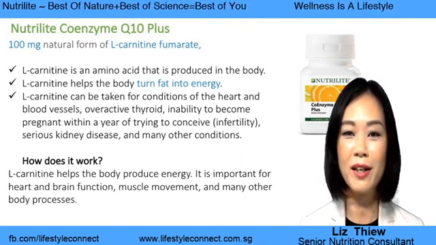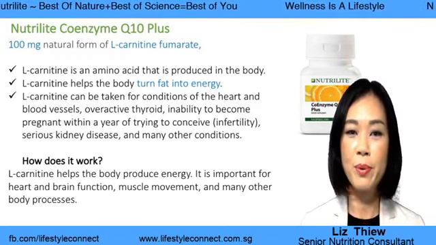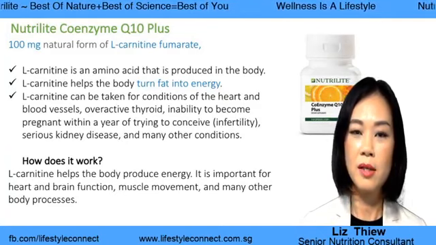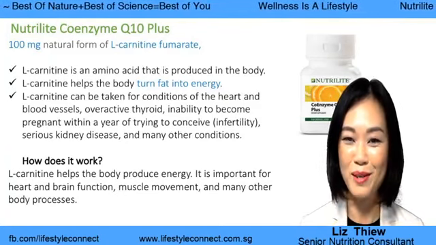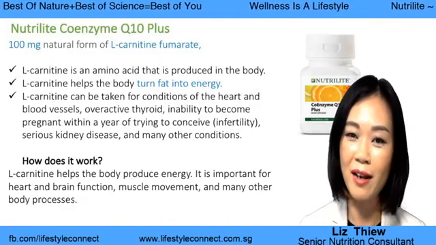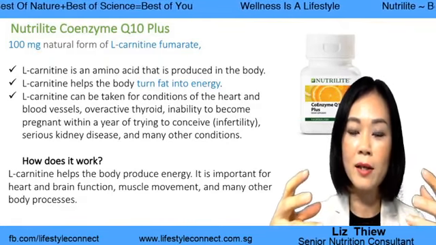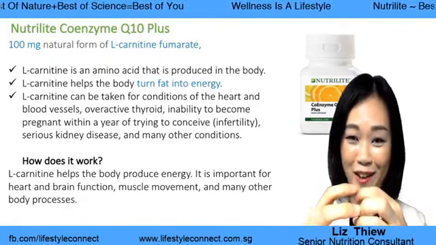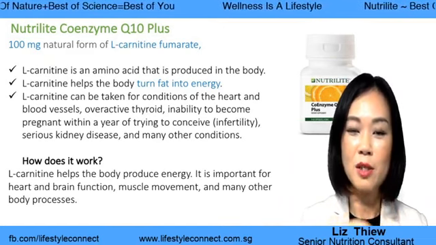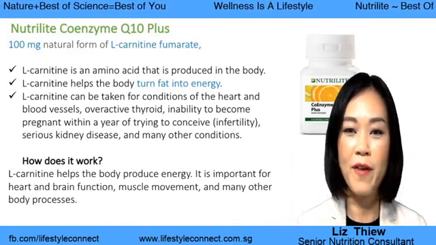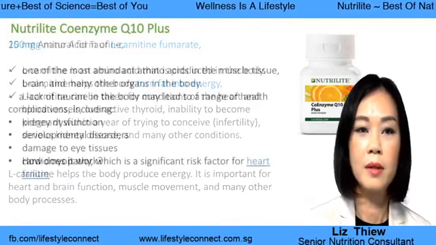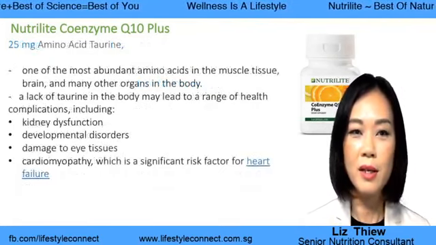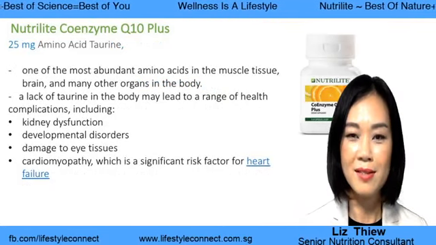So how does it work? L-carnitine helps the body produce energy. It is important for heart and brain functions, muscle movement, and many other body processes. It sounds like coenzyme Q10, but they work as a team, so it enhances the effect of coenzyme Q10. The third ingredient is the amino acid taurine.